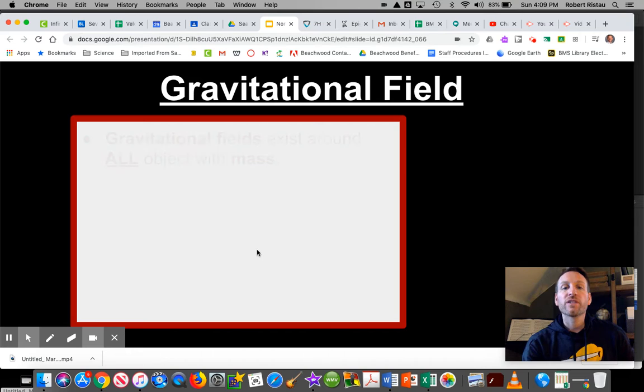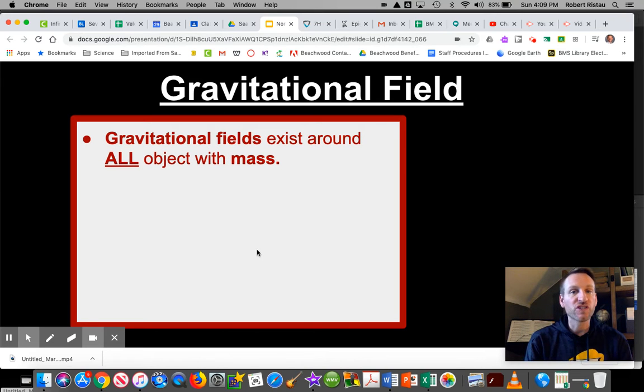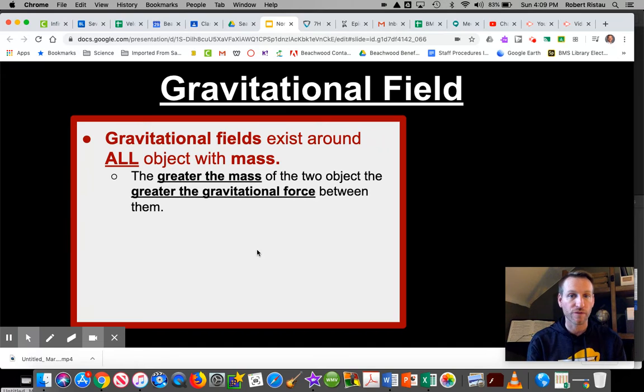All right, so what does that mean about the gravitational field? Well, just like all of our non-contact forces, a gravitational field is where this force is exerted, and anything that has mass has this gravitational field. Like we talked about, though, the mass of that object and the distance between objects determine how strong that force is. So here's what you should have come up with for those answers for the lab.